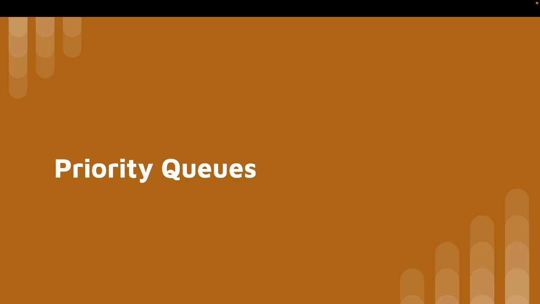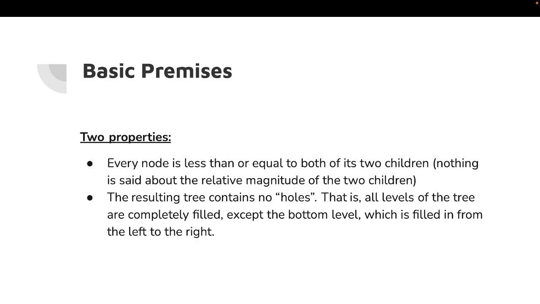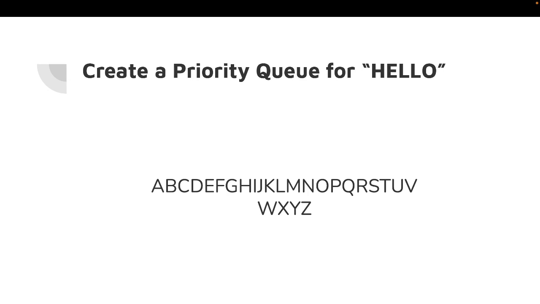So now let's move on to priority queues, arguably the most difficult topic in this section. So the basic premises of these ones are that there are two properties. Each node is less than or equal to its children, which is just the ones directly under it. And there has to be no holes, and we need to go top to bottom, left to right. So those are pretty simple, but it can get pretty complex. So let's make a priority queue for the word hello.